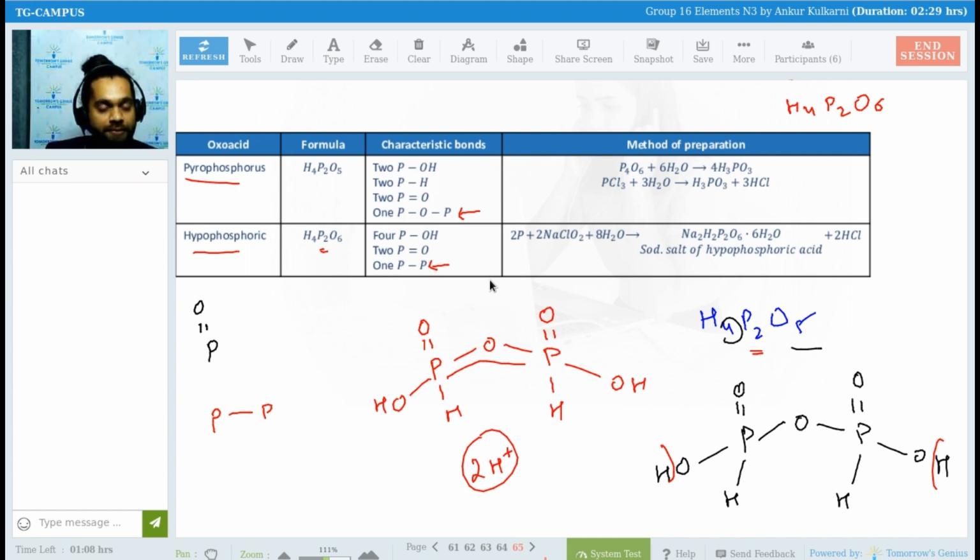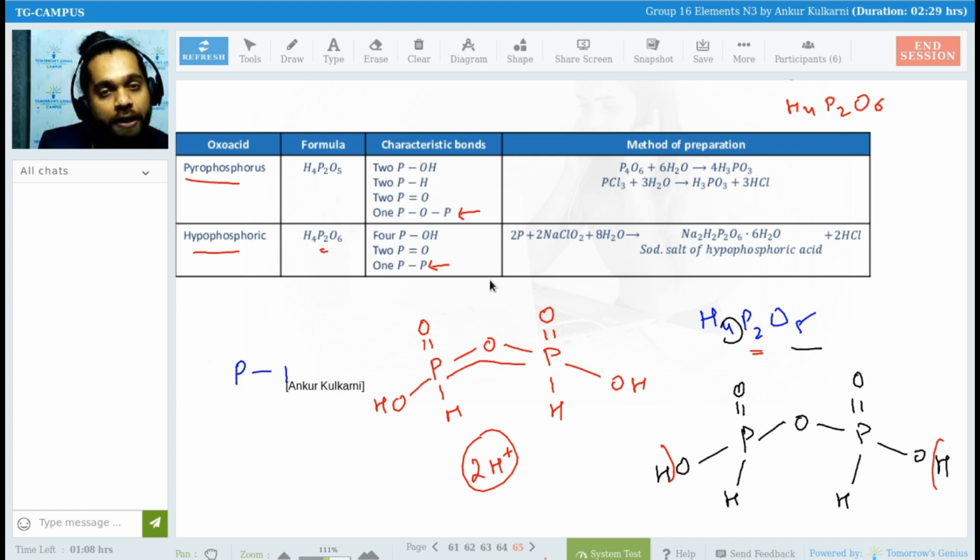Show the structure, Sasidaran. Okay, very good. Sajna, done? No? Okay. See if it is correct or not. What do we have? PP bond. What is our structure? H4P2O6. So, PP bond.